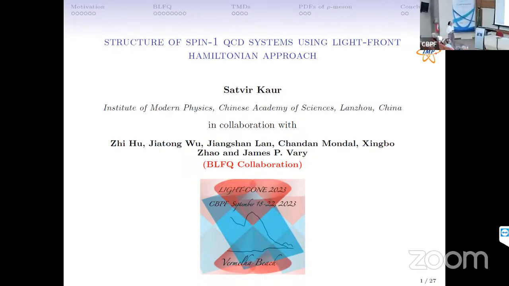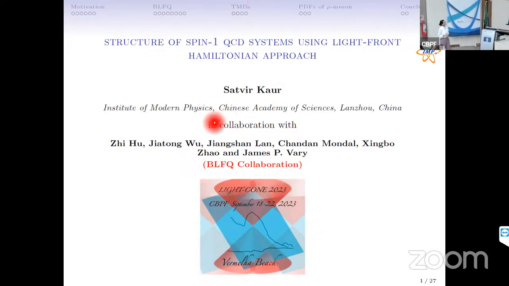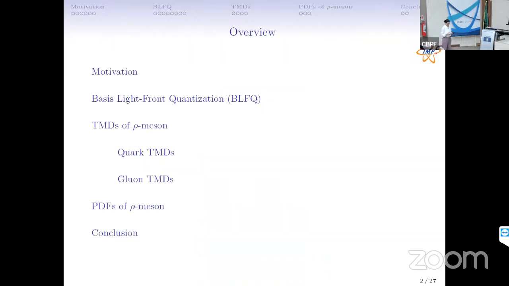I would like to thank the organizers for providing me the opportunity to speak on this prestigious platform. I will be talking about the structure of spin 1 QCD systems using the light front Hamiltonian approach. Particularly, I will talk about the rho meson structure. This work has been done in collaboration with people from IMP, and with Professor James P. Vary from Iowa State University.